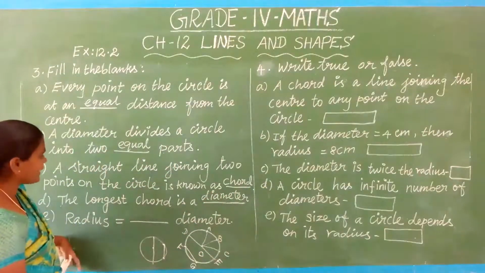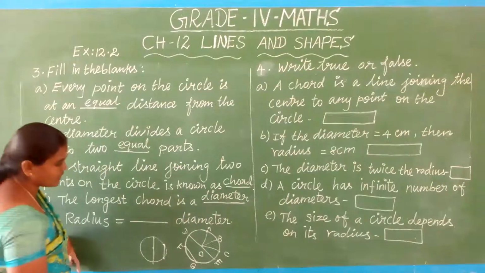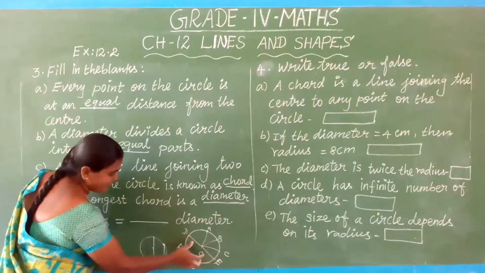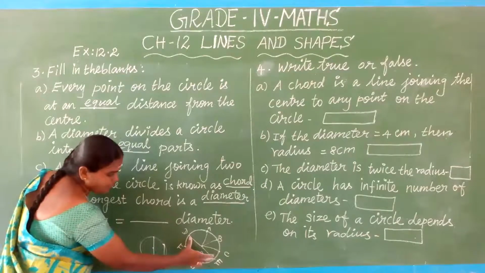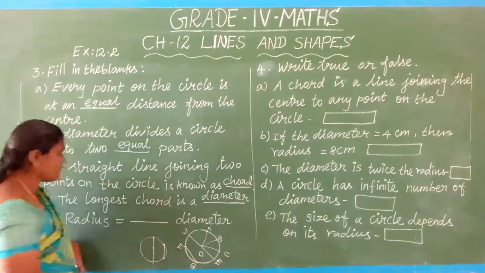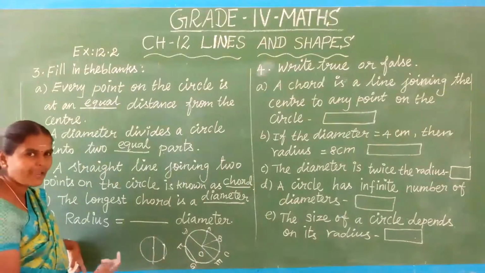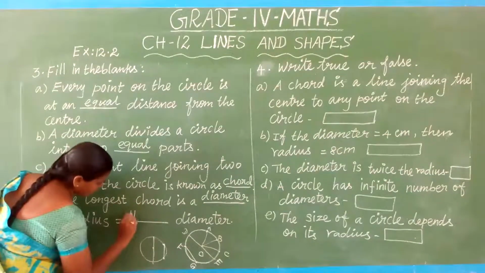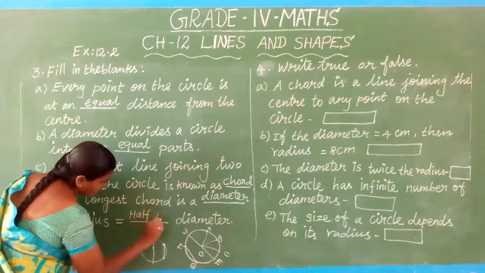Next one, radius is equal to dash diameter. Radius is equal to half of the diameter. So what is the formula? Radius is equal to diameter by 2. That means half of the diameter.